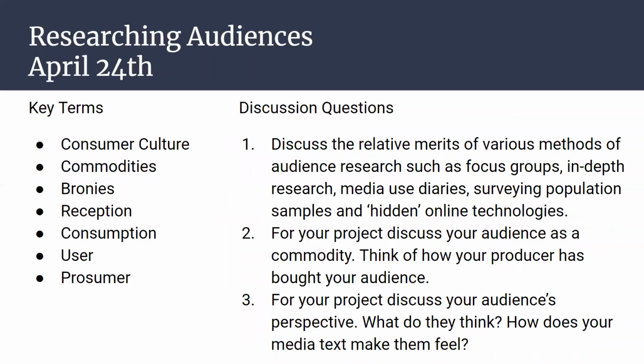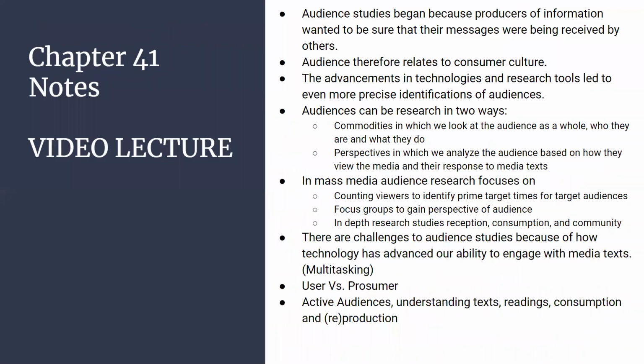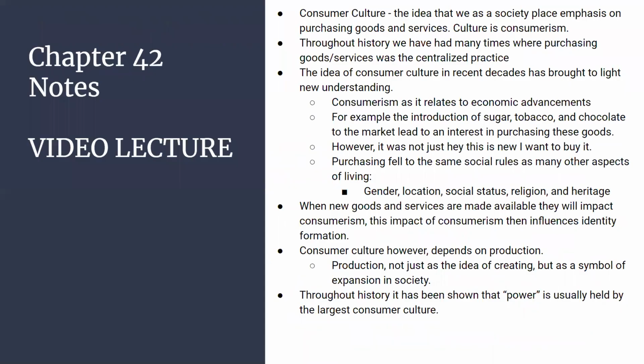So going back to your question from chapter 40 here about the demographics of your audience, now you're going to tell me if there's a pattern in that audience. You know, gender wise, location wise, social status, religion, and heritage. Do you see that most or all of your audience belongs to a particular gender group, a particular location, a particular social status? Okay. Make sure you hit all 1, 2, 3, 4, 5 of those categories. Okay. And that's it for chapter 42. We'll do 43 next.